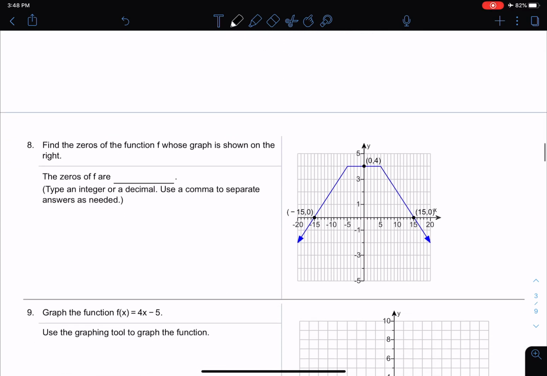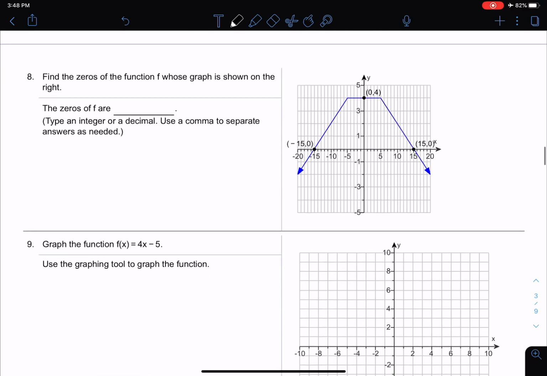Let's move on to 8. Find the 0 of the function f whose graph is shown to the right. Remember, I just told you the 0 of the function is going to be the x-intercepts. Be careful because it says type an integer or a decimal. Use comma to separate as needed. It does not say to use an ordered pair. I suspect some people are getting frustrated because they're really getting the right answer, but their format's not right.